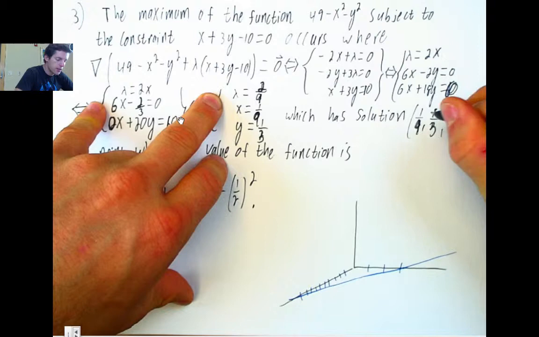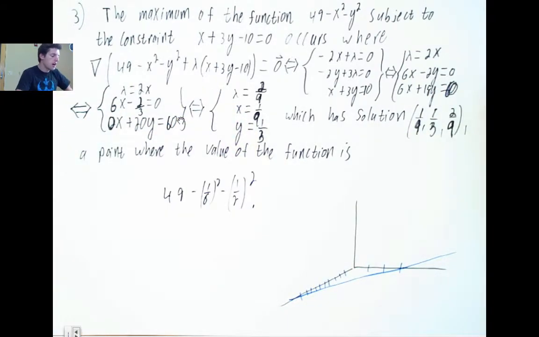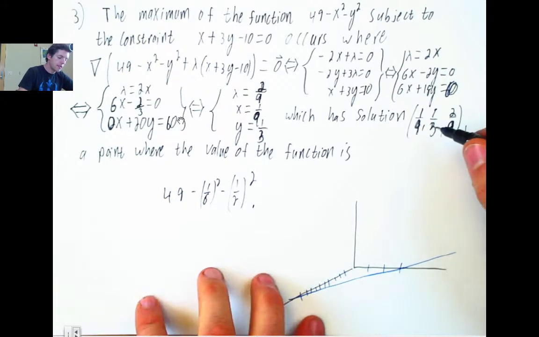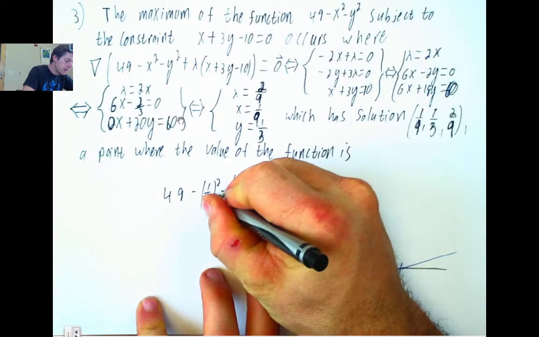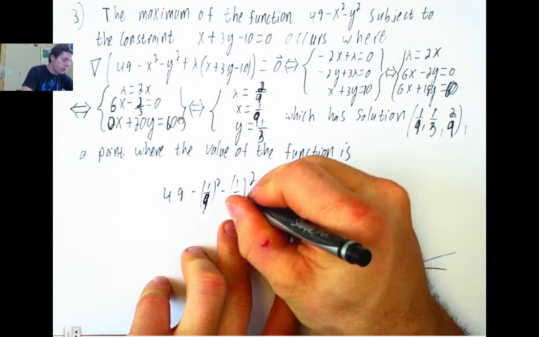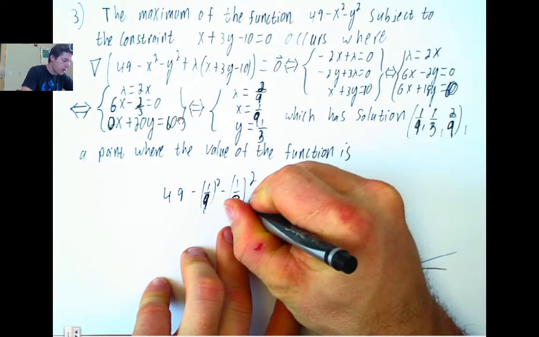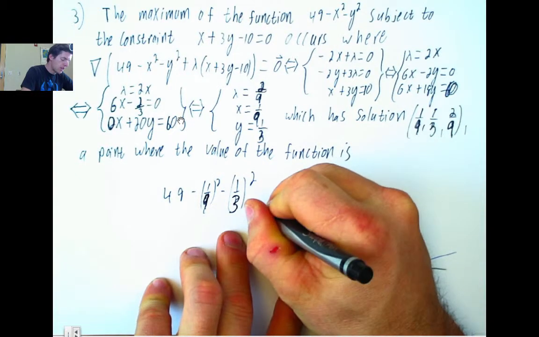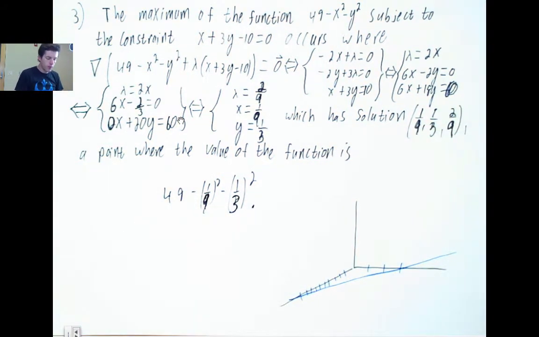Okay, so that's looking nice and ugly because of all of my mistakes. A point where the value of the function is 49 minus x squared, where x should be 1/9, and minus y squared is 1/3 squared. Okay. And I decline to calculate that arithmetic expression, simplify it. Okay, I am taking a look now.